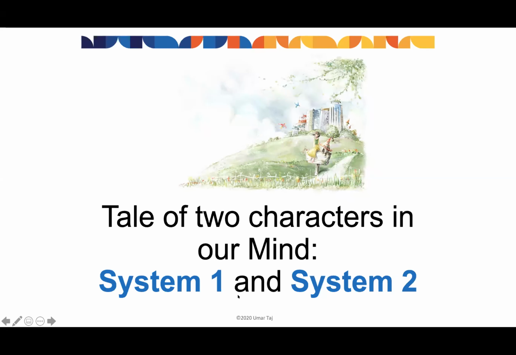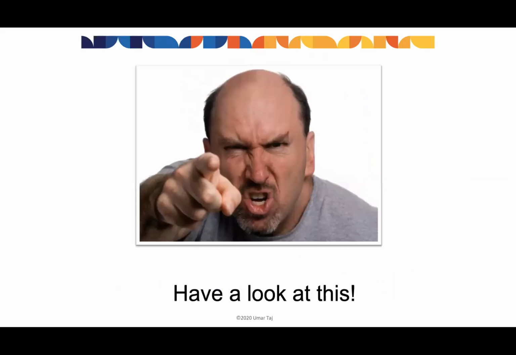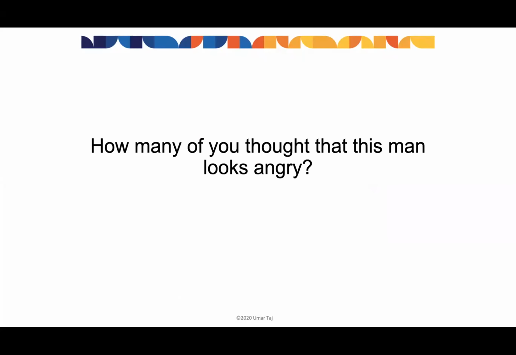So now we come to the two words that I want you to add in your vocabulary, system 1 and system 2. And here is a good example to illustrate this. Have a look at this. When I show this image, and it's not only me, a lot of us behavioral scientists, when we show this image to people, the first thing, and I want you to reflect on what came to your mind, is a lot of us, as soon as we see the picture, we think that this man is angry.